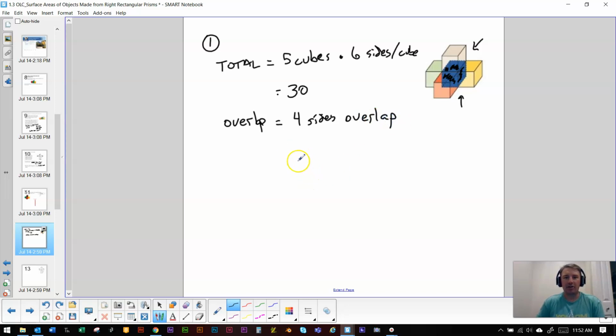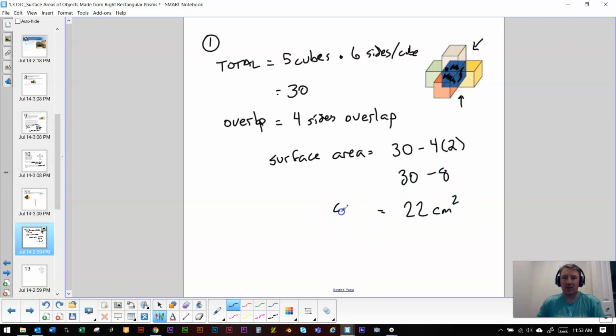So now all we've got to do is surface area is going to equal the 30 total, minus 4, and don't forget this, times 2, because when a block hits another block, it's actually 2 sides that come together. All right, so it's 30 minus 8 equals 22, and we'll call it centimeters squared because we're using centimeter blocks. So there's 22 centimeters squared using method 1, which is find the total and then subtract the overlap.